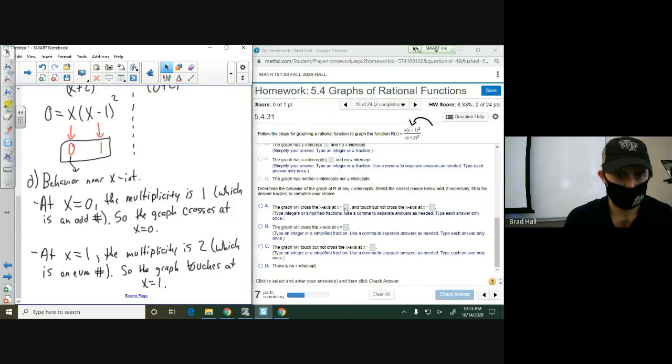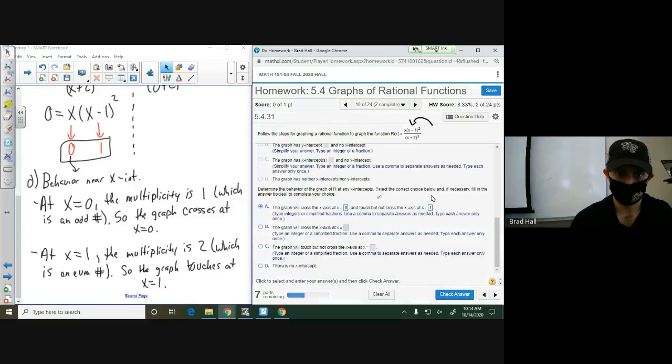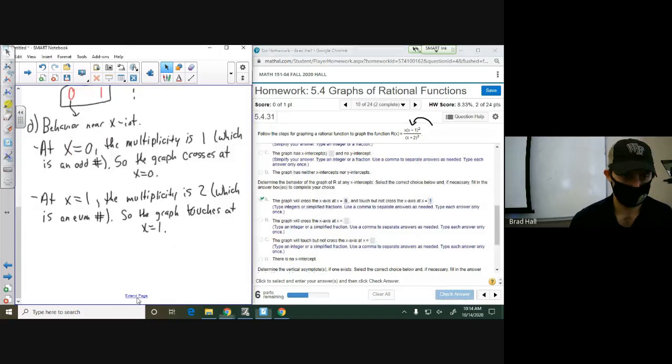So we're going to go ahead and pick answer choice A. This answer choice A has an option for crossing and touching. So it crosses at x is equal to 0 and touches, but not crosses, at x is equal to 1. So that's it for that one. This is the immediate thought process you should have for this part.